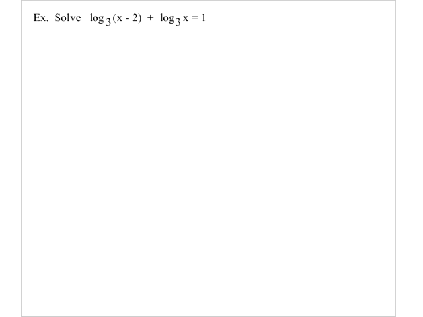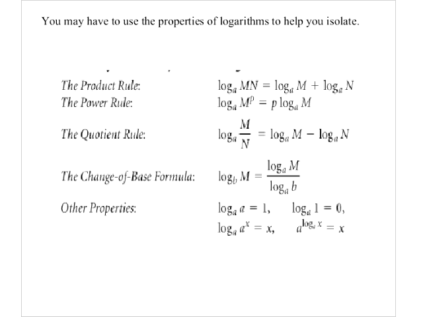Now, these two here, when we combine these, we're going to use the product property. Now, why are we using the product property? We're using the product property because it's addition. Now, let me go back to that screen so we can see it. The product property, as you can see, is two logs being added means I can write them as one single log of the product.